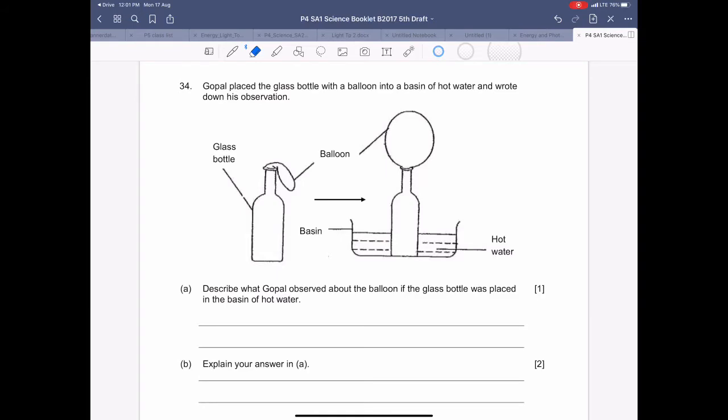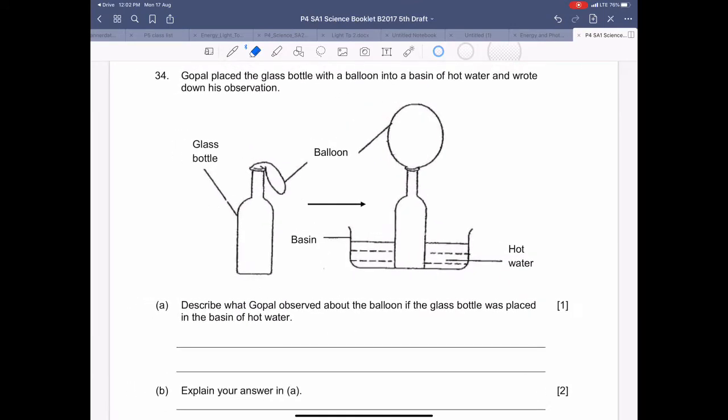This question you all need to be very careful. Okay? Let me explain to you why. Now, Gopa placed a glass bottle with a balloon in the basin of hot water and wrote down his observation. Describe what Gopa observed about the balloon if the glass bottle was placed in the basin of hot water.